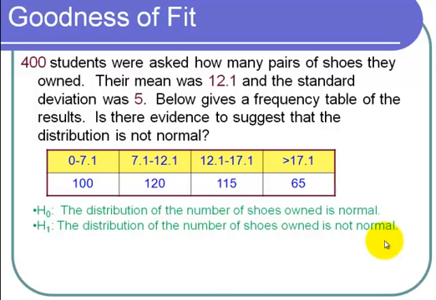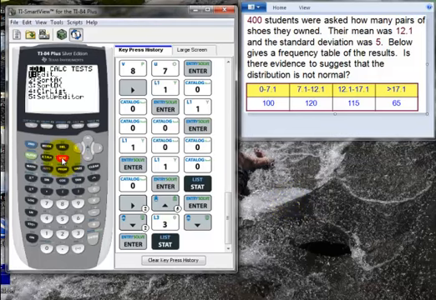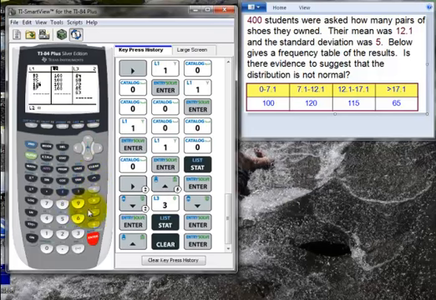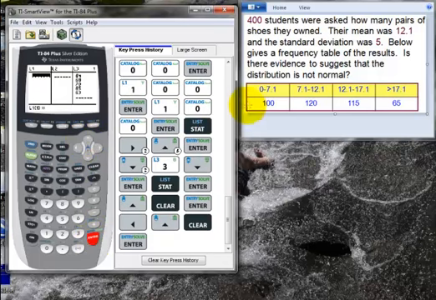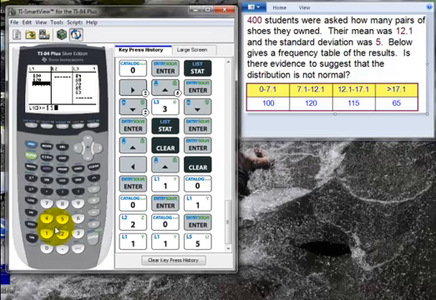Okay, so now let's go to our calculator, and that's going to be a little tricky on how to decide what to put in for the expected, but I'll show you in a second. Okay, so here's the calculator. Let's go to Stat, Edit, clear out L1 and L2. And now for the observed, L1, I'm going to put in the observed numbers: 100, 120, 115, and 65.